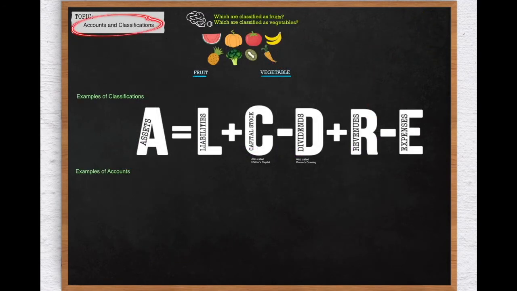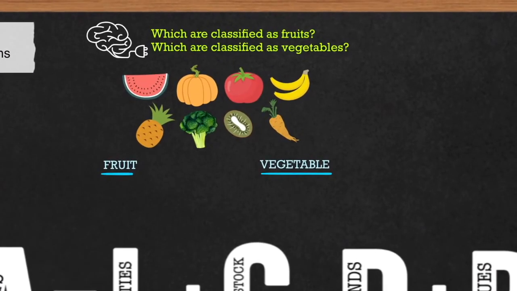All right, next, we're going to talk about accounts and classifications. This is very key right here, and the more you understand it, the better you'll be at analyzing transactions. Here, which are classified as fruits and which are classified as vegetables? I hope you can do this. Let's do it together. The watermelon.